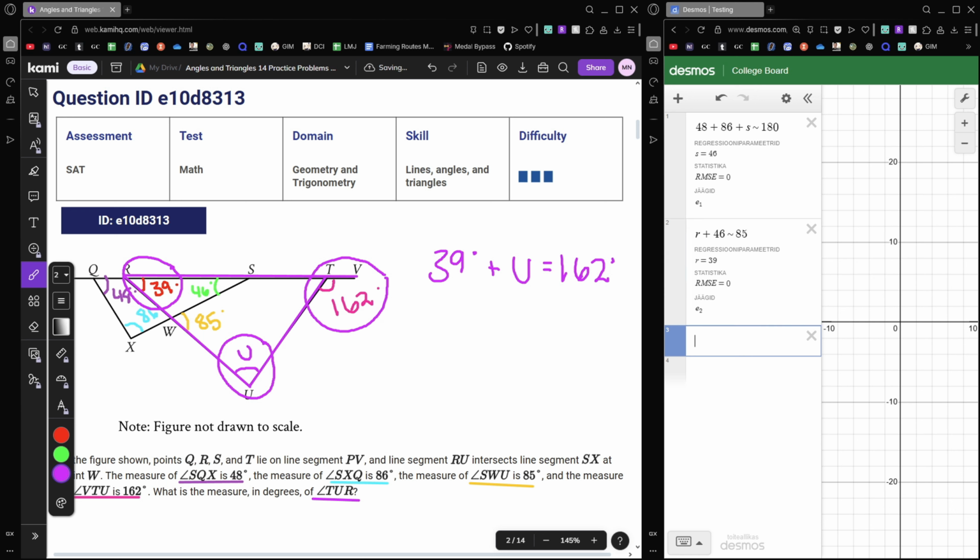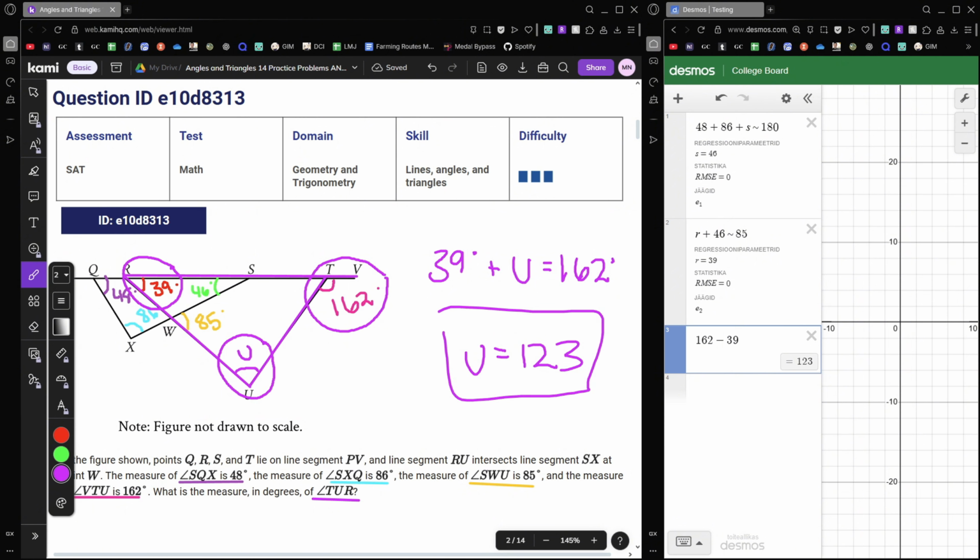Now let's put this in Desmos the shorter way. And we get that angle U is equal to 123 degrees, making that our answer.